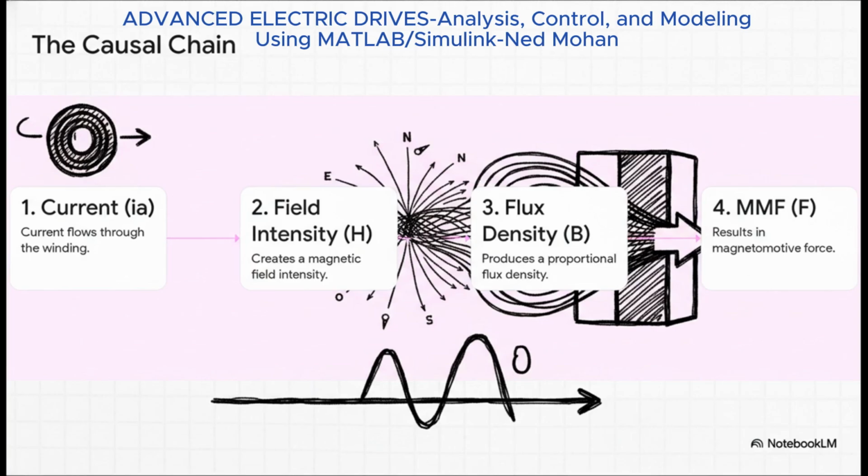So what happens when we pass a current, I_A, through this winding? Well, it kicks off a direct chain reaction. The current creates a magnetic field intensity, H. Now, assuming we have a linear magnetic material, this produces a proportional flux density, B, and all of this results in the magnetomotive force, F. The critical thing to remember here is that all these resulting fields are going to share the same spatial shape, which, as we're about to see, is a cosine wave.